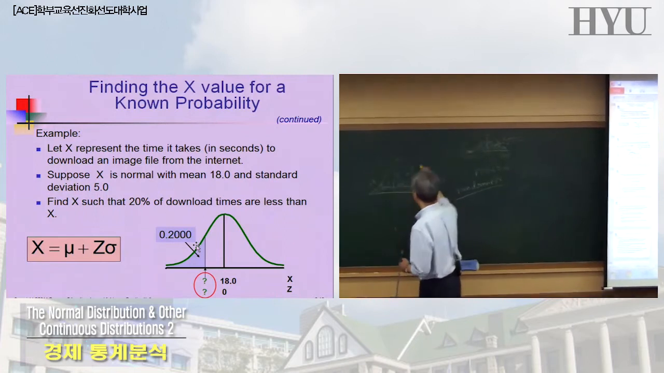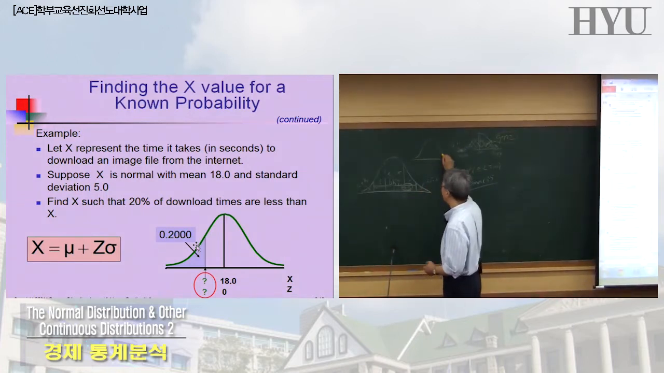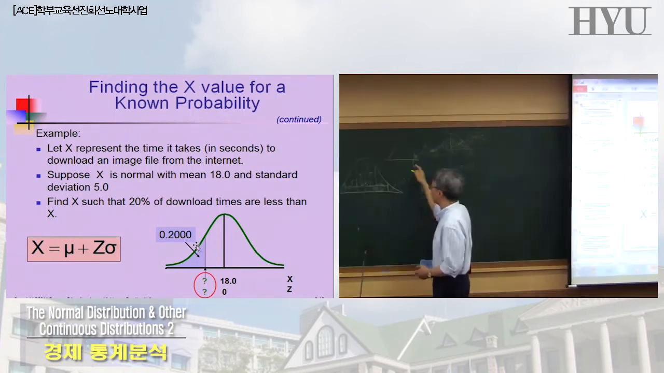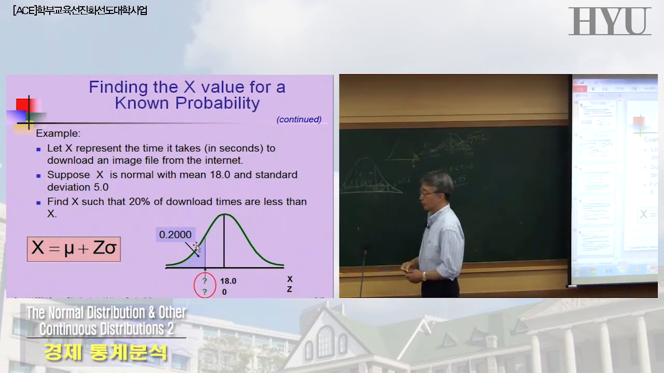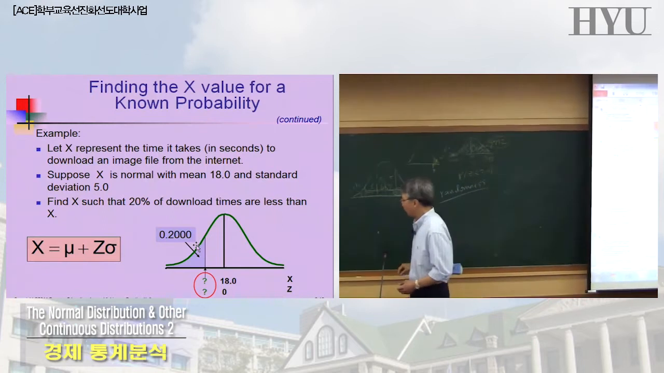So we're talking about the normal distribution, and we want to find out this particular X value that produces the top 10%. Okay? So that's the reverse case. Well, it's a very simple concept, right?